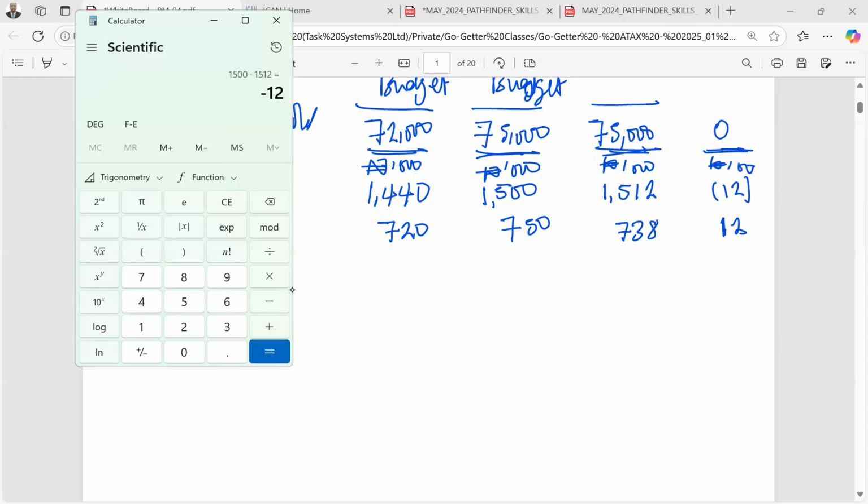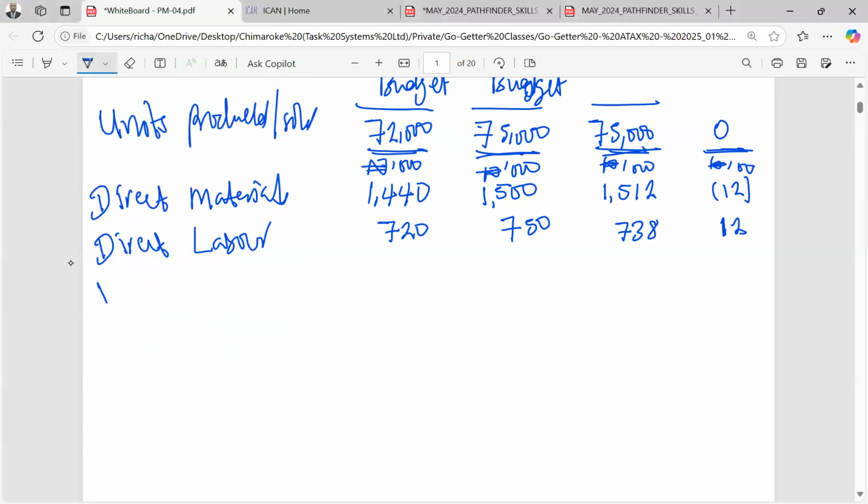So whenever you see anything in negative, it is adverse. And we'll put A in place of this negative. If it is positive, we'll put favorable. So you see us put F. So you can either put A and F, or you put the negative sign and the positive sign.